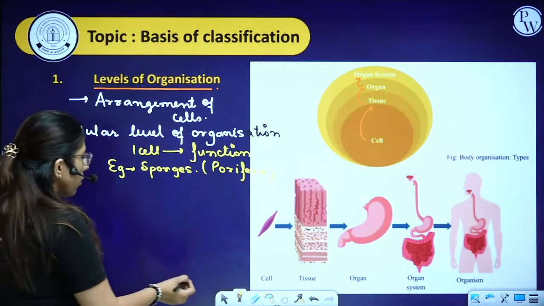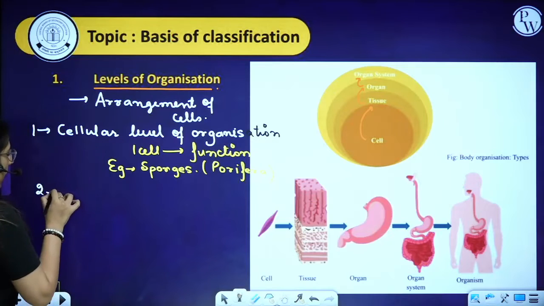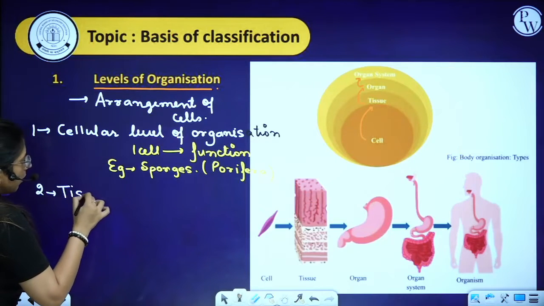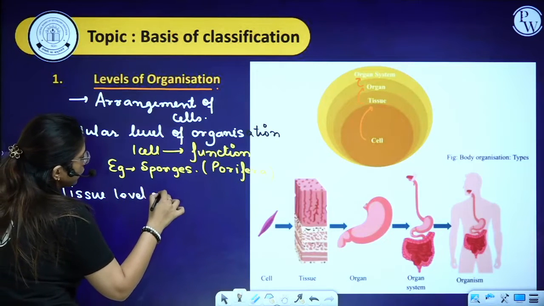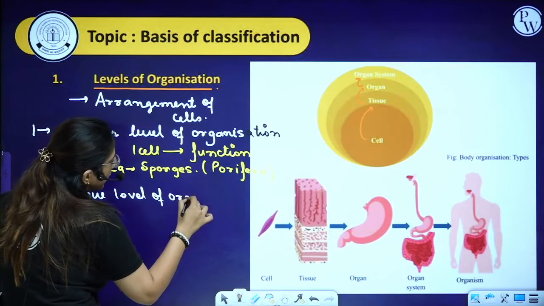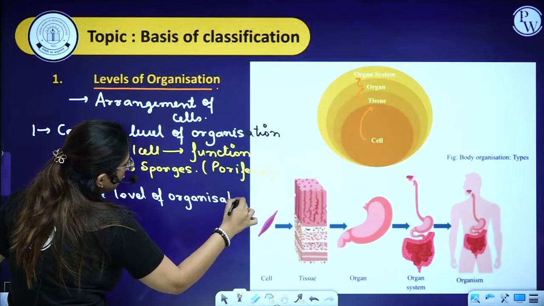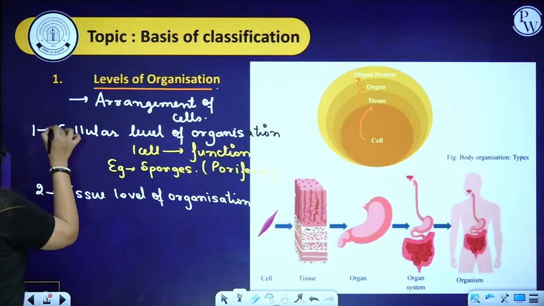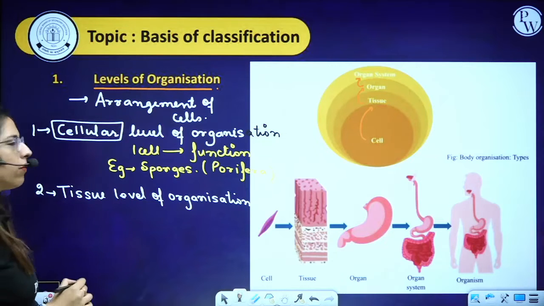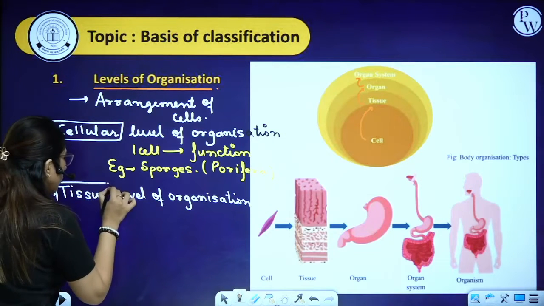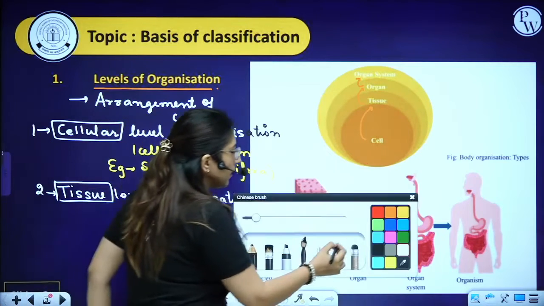Now, moving on to the next, second we have is tissue level of organization. Now, first was cellular. That means some cells are performing a particular function. Now, buddies, we are talking about tissues. That means the cells combine together and form tissue.